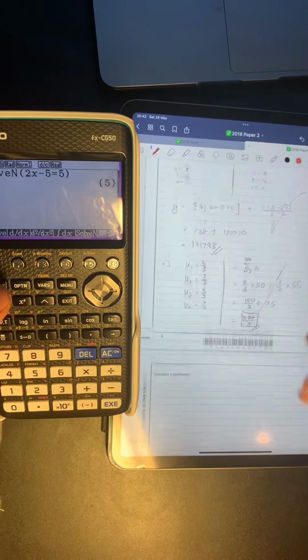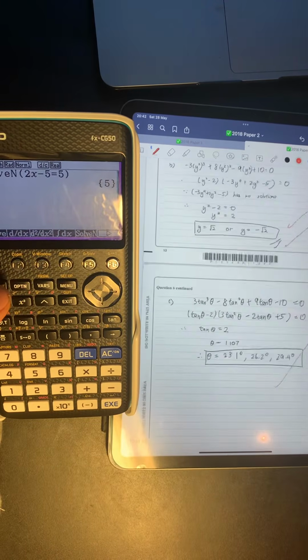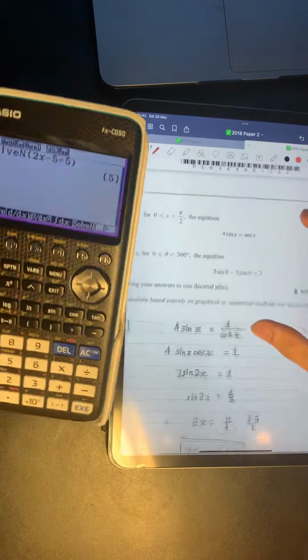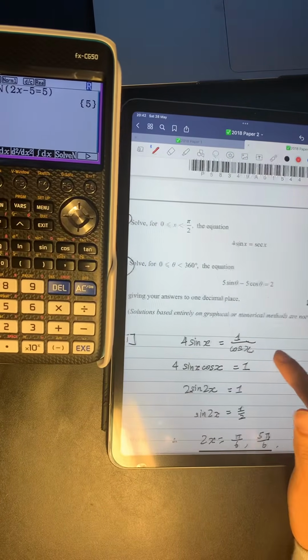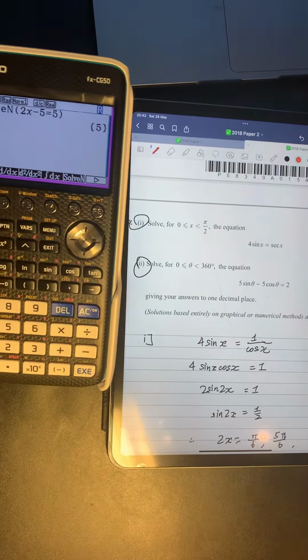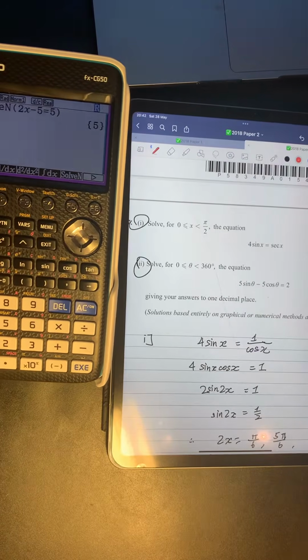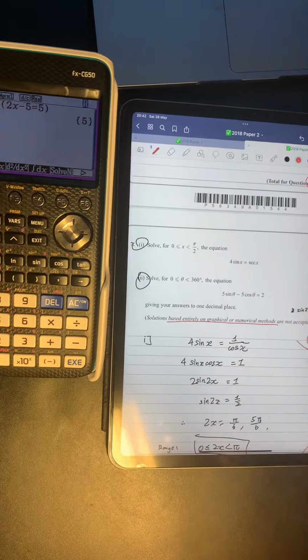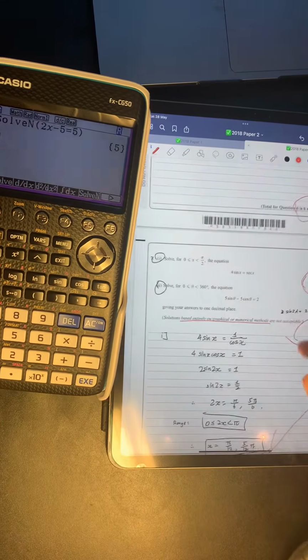question. Give me 1 second. Trigonometric equations like this, where you have to solve. So this is on 2018 paper 2. Now it does say solutions based entirely on graphical methods are unacceptable. So this is really for you to check answers.